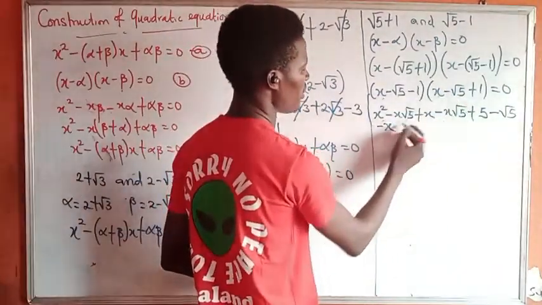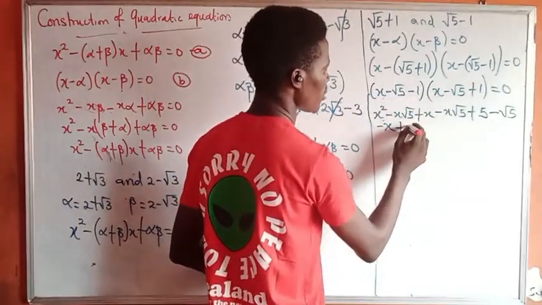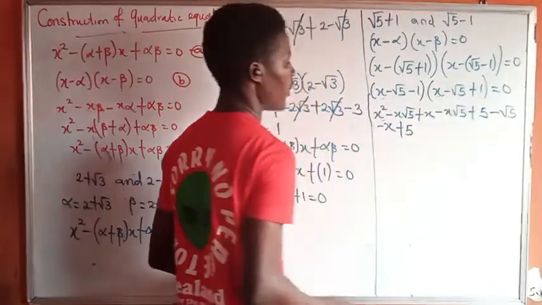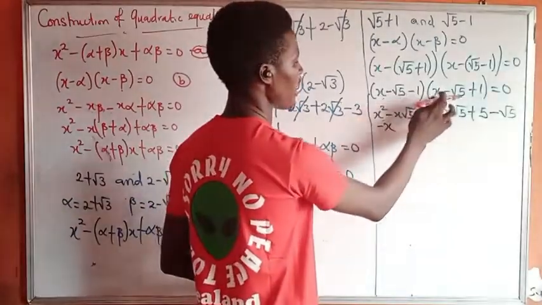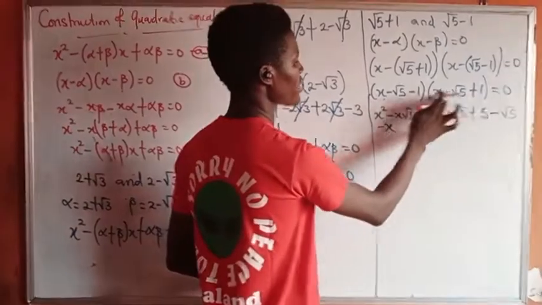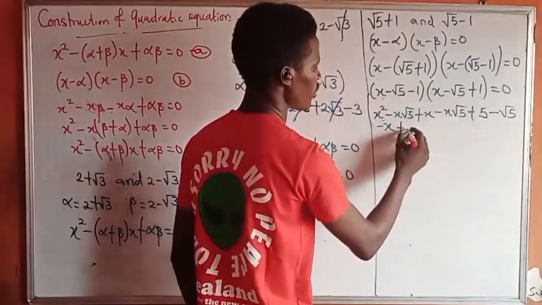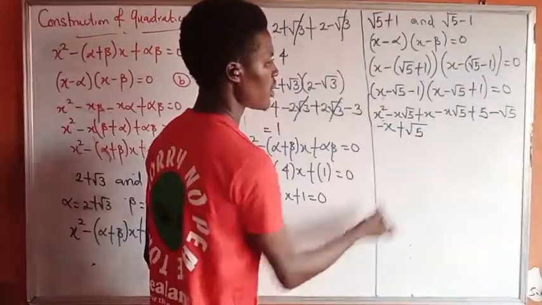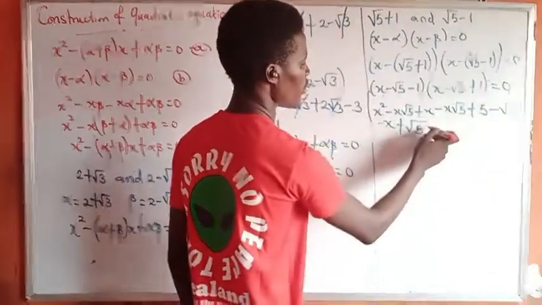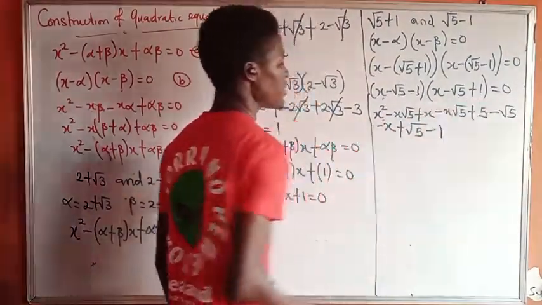Minus times minus will give plus. Root 5 times root 5 will give 5. Sorry, minus 1 times x gives minus x. Minus times minus will give plus. 1 times root 5 will give root 5. Then minus times plus will give minus. 1 times 1 will give 1. So let me explain that again.